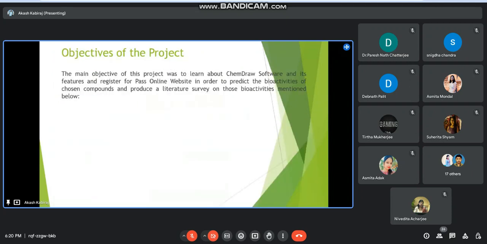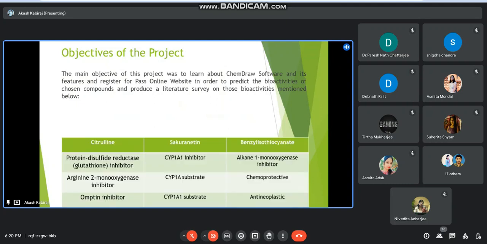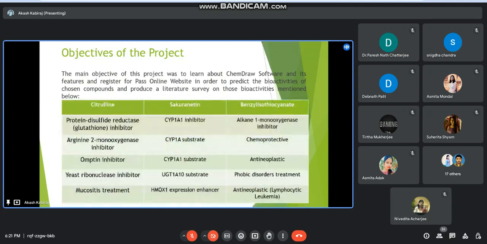Now, the objective of the entire project is to use the ChemDraw software and the Registration of PASS Online website, which help us to predict the bioactivities for the chosen compounds. For citrulline, I have chosen these five, namely protein disulfide reductase inhibitor, arginine 2 monooxygenase inhibitor, OMTIN inhibitor, yeast ribonuclease inhibitor, and mucocystis treatment.